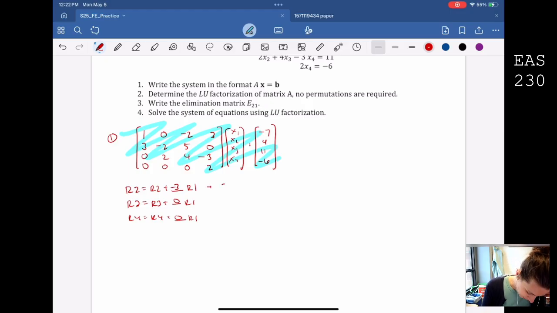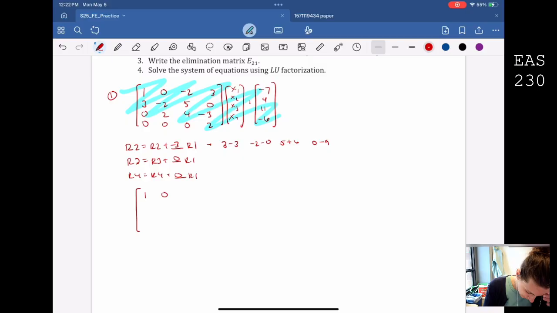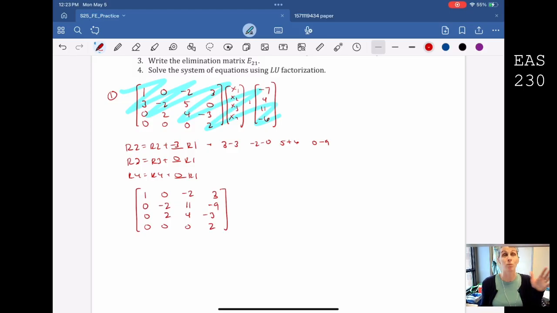So if I do that, I get 3 minus 3, negative 2 minus 0, 5 plus 6, 0 minus 9. And I'm only looking at my A matrix. I do not have my B vector in there. So row 1 does not change. Row 2 becomes 0, negative 2, 11, and negative 9. Row 3 doesn't change because I did not have to multiply row 1 by anything, or multiply row 1 by 0, and then row 4 doesn't change because I multiply row 1 by 0 in order to get those to be zeros. So I've got my zeros in column 1.